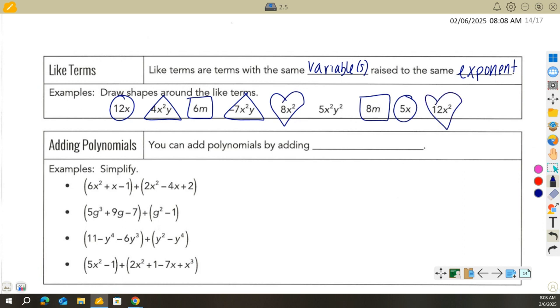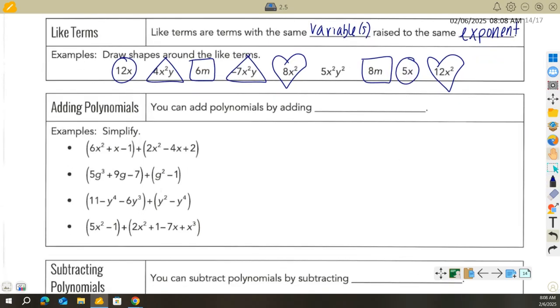Right, so there are like terms. 5x squared y squared does not have a like term in this. So adding polynomials. You can add polynomials by adding like terms. So we are combining like terms. We saw this at the beginning of the year.